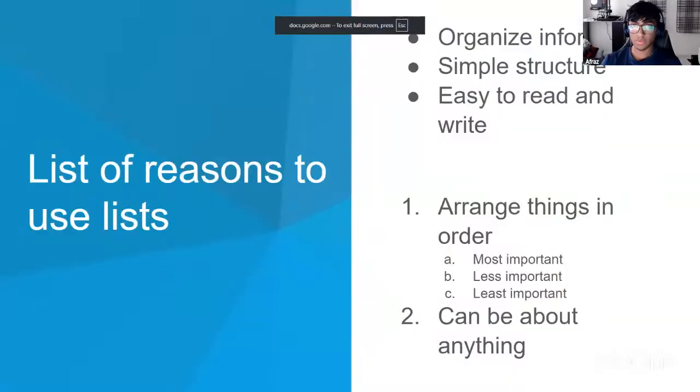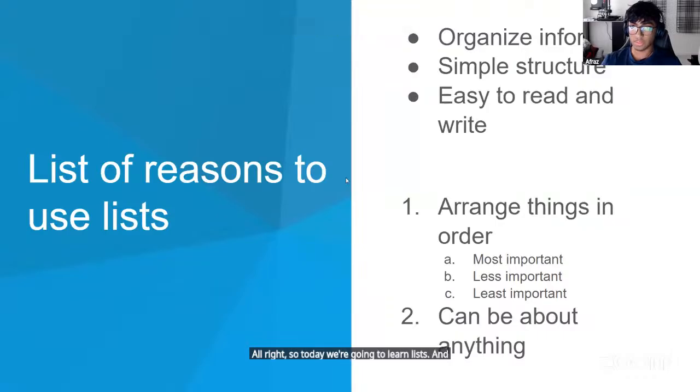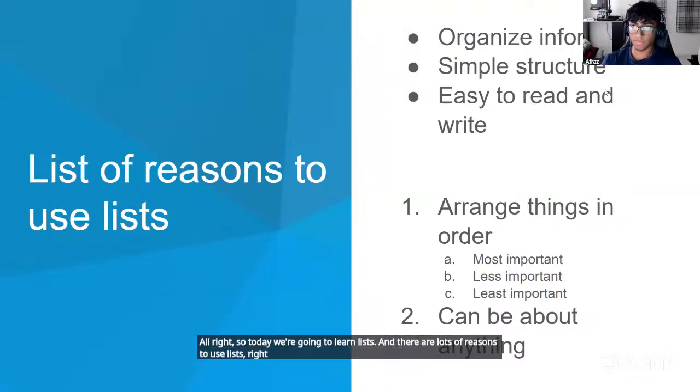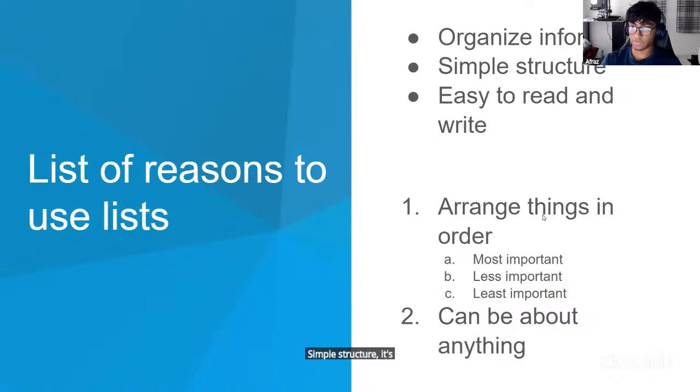All right, so today we're going to learn lists. And there are lots of reasons to use lists, right? We can organize information, simple structure, it's easy to read and write. So we can arrange things in order, or we can also have a bullet point list like this, where there's just bullet points and there's no order. And it can be about anything, right?